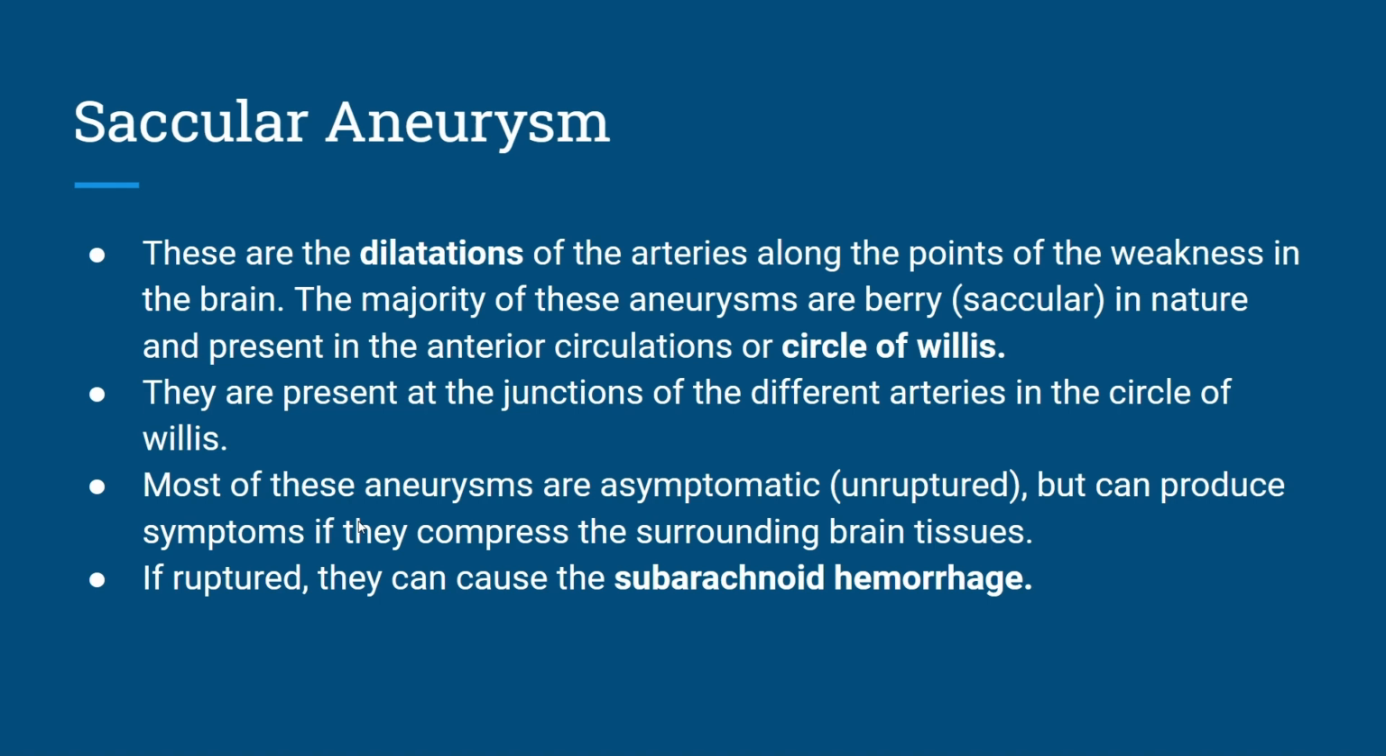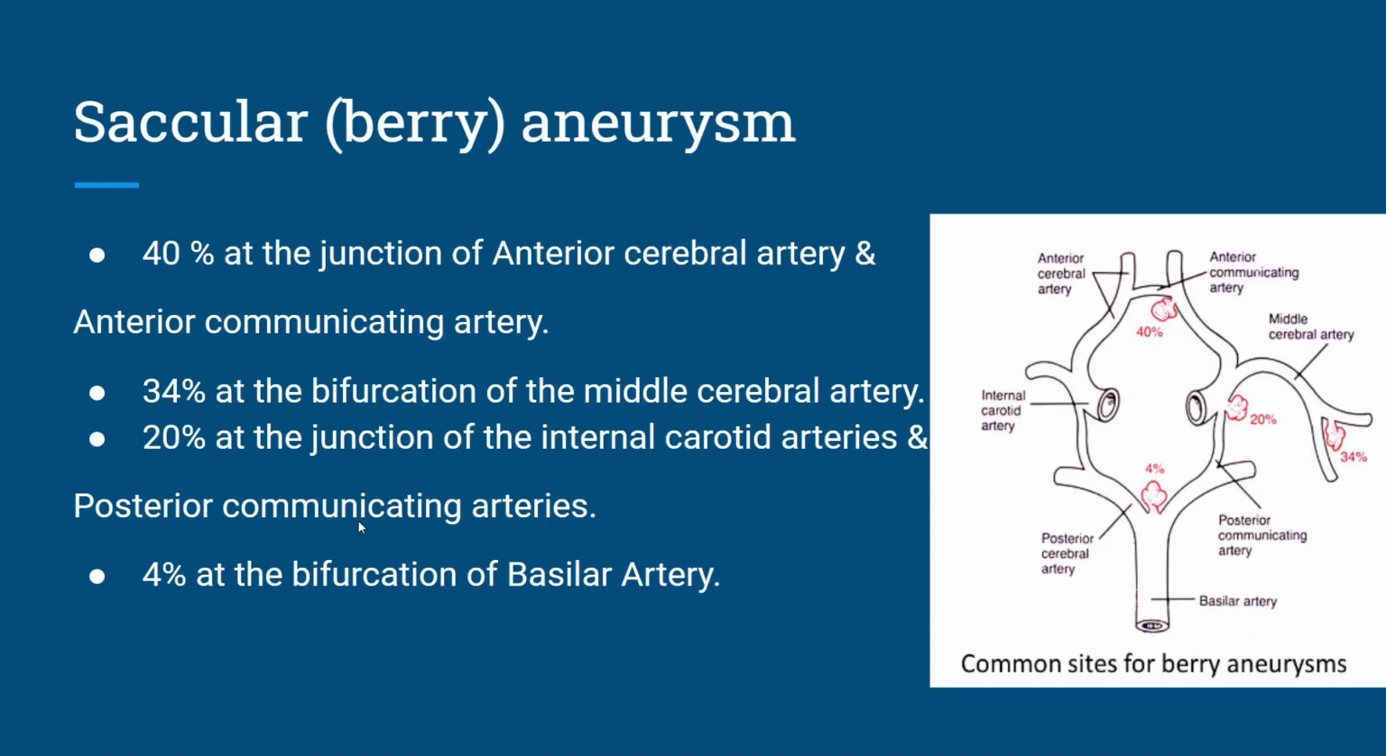Most of these aneurysms are asymptomatic if they stay unruptured. However, the aneurysm can get bigger and bigger, and it may compress the surrounding brain tissue and cause symptoms. But if they rupture, they can cause subarachnoid hemorrhage. So let's look at this diagram right here. Again, this is the circle of Willis right here. You see the basilar artery, which originates from the vertebral arteries, and you see all the major communicating points here.